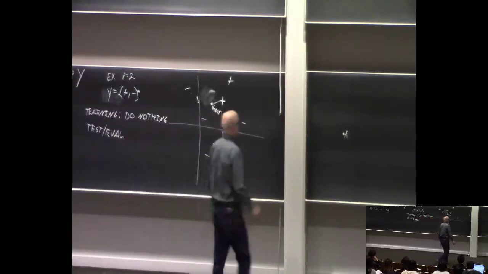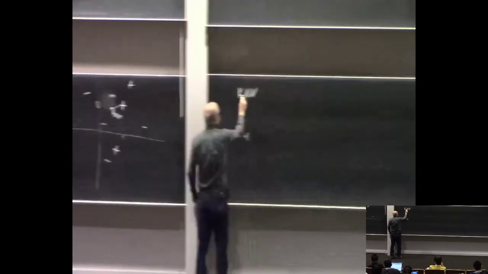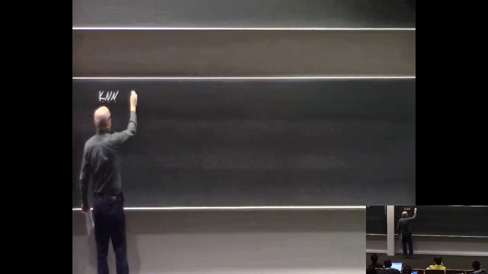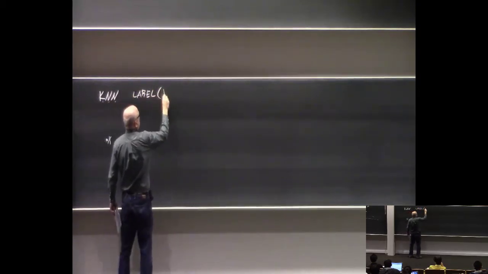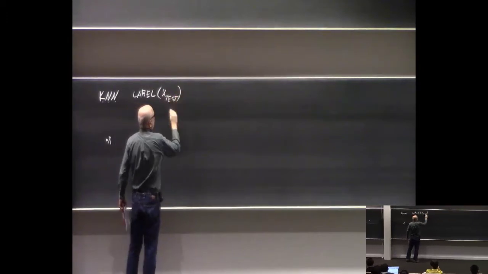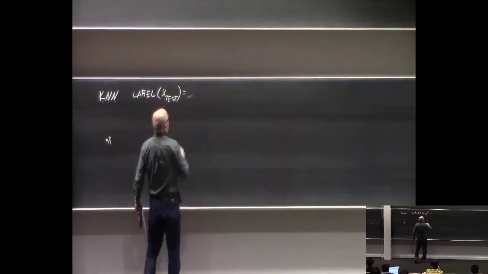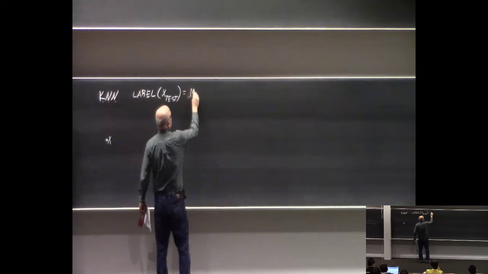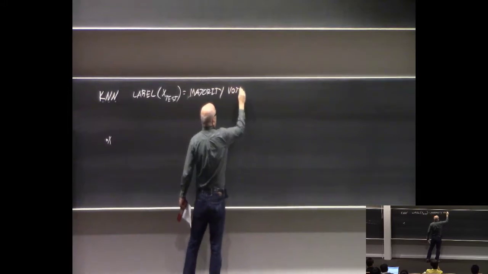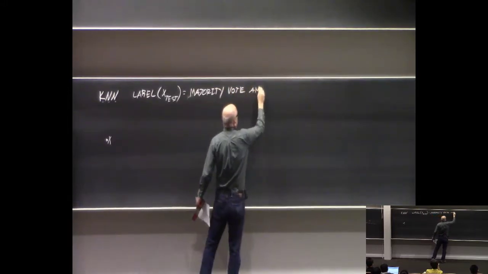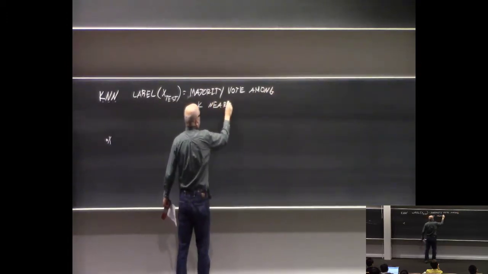So k nearest neighbor means that the label of the test point is, I can write it as argmax, I can write it as majority vote among k nearest neighbors.